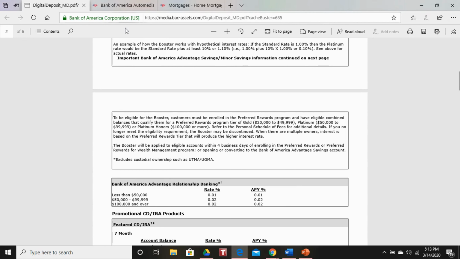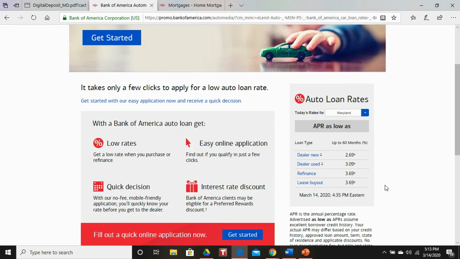Now, we've seen what they're paying you if you put your money into the bank. Now let's look at the other part of it. Here's how much they're charging clients who want to come in and get a new car loan. So you're going to pay 2.69%. And that's if you're a great customer, you've got good credit. Used, we are going to 3.09%. And here are the rates for lease buyouts and refinances.